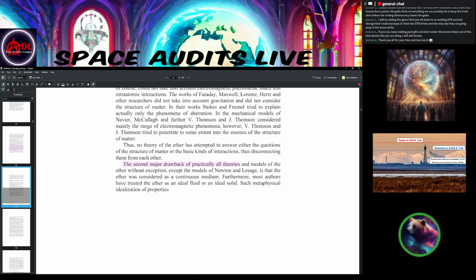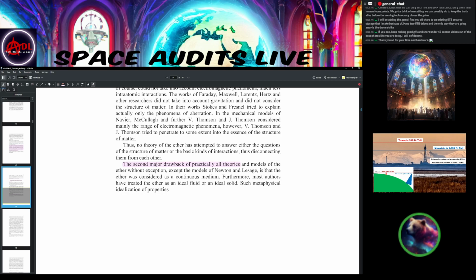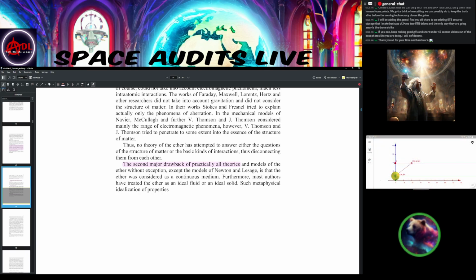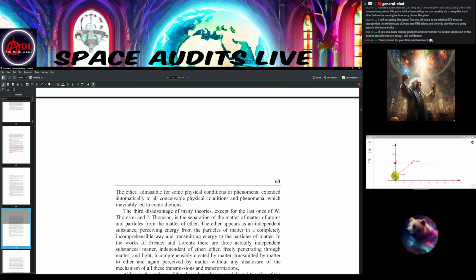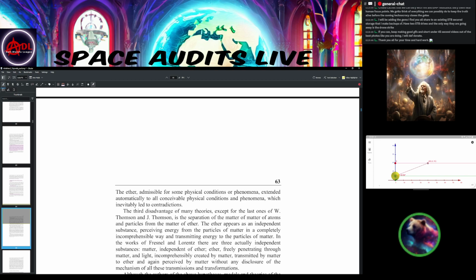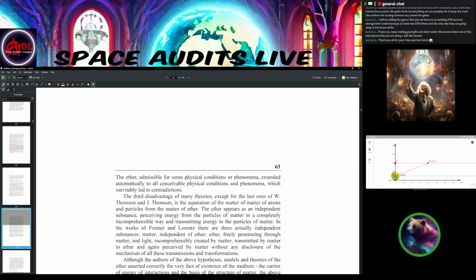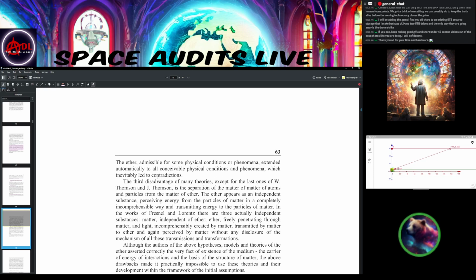The second major drawback is one of practicality. All theories and models of the ether, without exception, except the models of Newton and Lesage, considered the ether a continuous medium. Therefore, most authors have treated the ether as an ideal fluid or an ideal solid. Such metaphysical idealizations of the properties of the ether, admissible for some physical conditions or phenomena, were extended automatically to all conceivable conditions and phenomena, which inevitably led to contradictions.